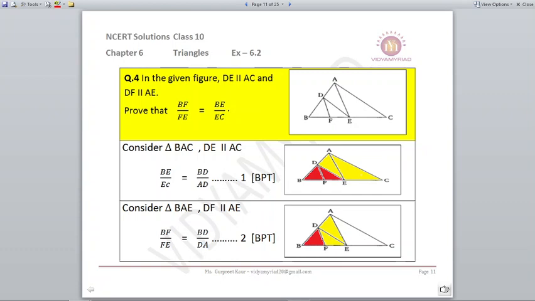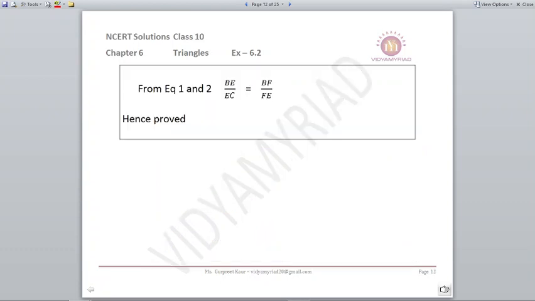It means that BE upon EC will be equal to BD upon AD. Let it be equation number 1. Now when I take triangle BAE, the smaller triangle, you know that BF upon FE will be equal to BD upon DA. In both the equations, we have BD upon AD, that is the same. So we can say that BE upon EC will be equal to BF upon FE, and hence we have proved it.